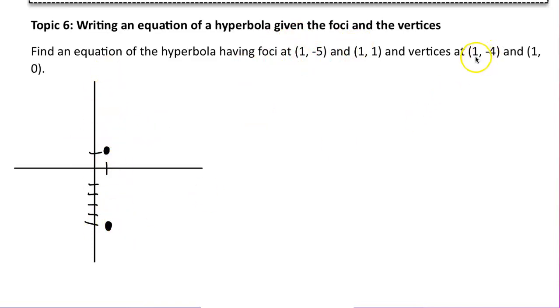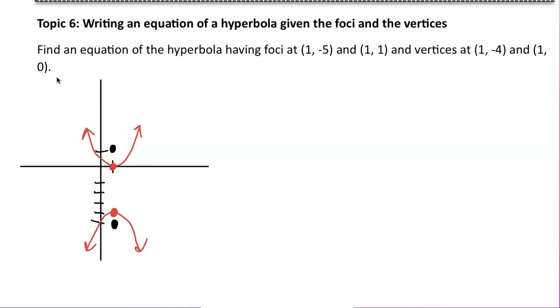Now, what about the vertices? 1, -4. Here's the first vertex. And the second one is 1, 0. So here's the second vertex. So the hyperbola will look something like this. Notice how all these 4 dots that I just plotted are on the same vertical line, right? So that's how we know that this will be the vertical hyperbola.